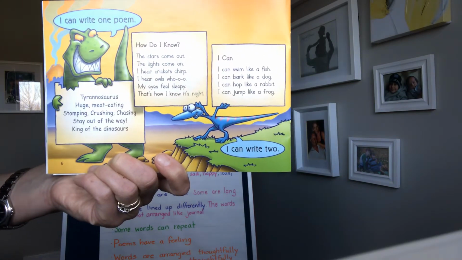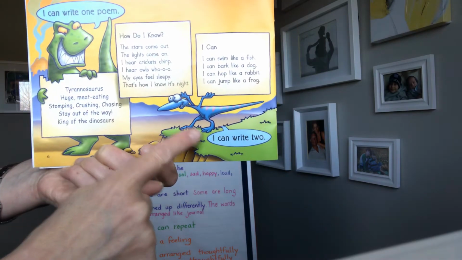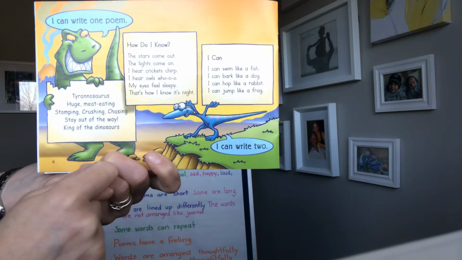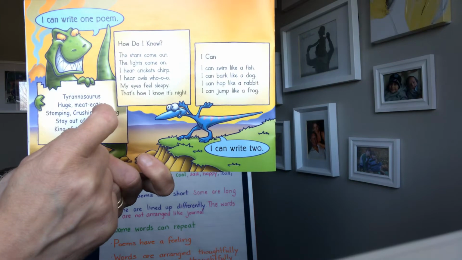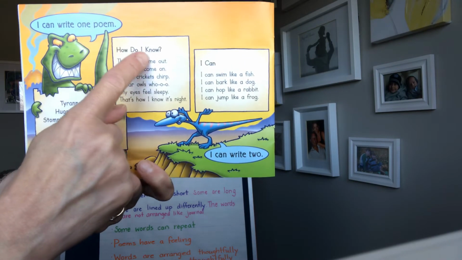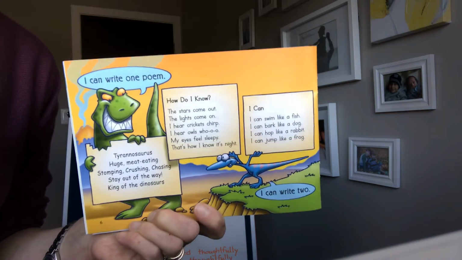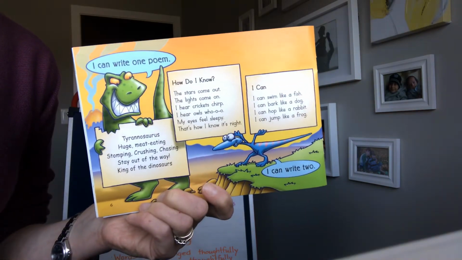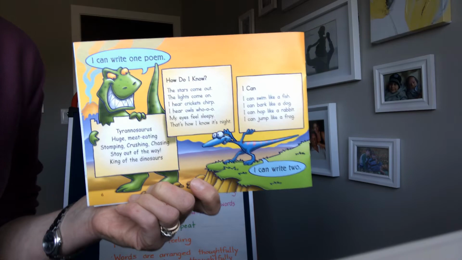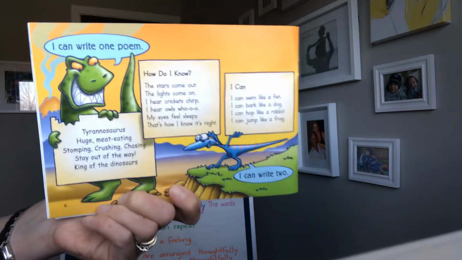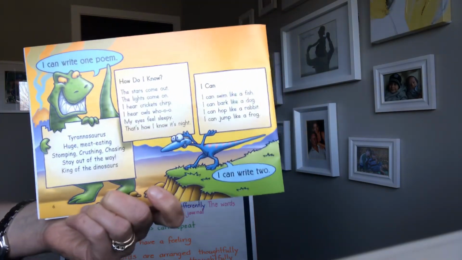Then, this is another poem. This guy says I can write 2, so he wrote 2 poems. It's How Do I Know? Look, he's starting the title of his poem with a question. One of you wrote a question poem yesterday about your little brother. I think it was Jax. Jax, that poem was awesome.